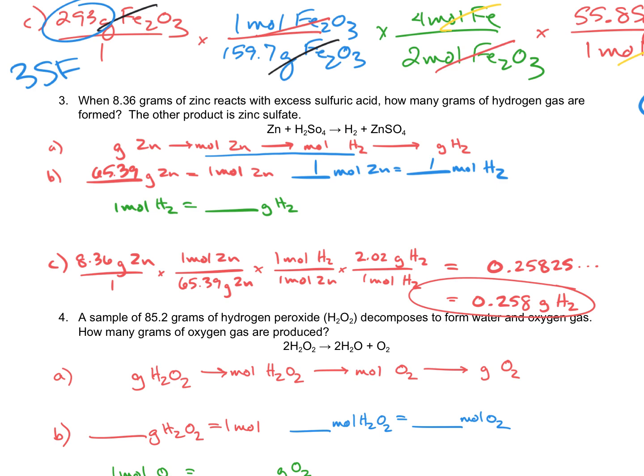The last step is to convert moles of hydrogen to grams of hydrogen. Hydrogen by itself has a molar mass of 1.01, and so if you have 2 of them, you would have a molar mass for hydrogen gas of 2.02 grams.